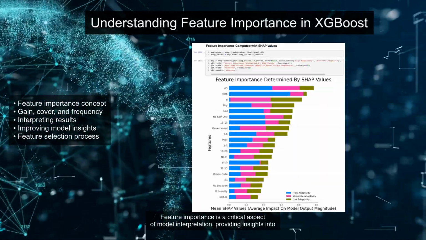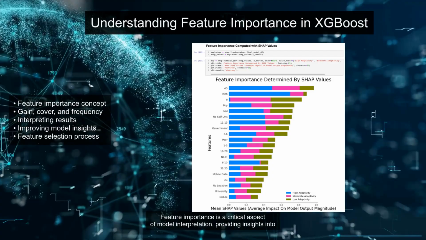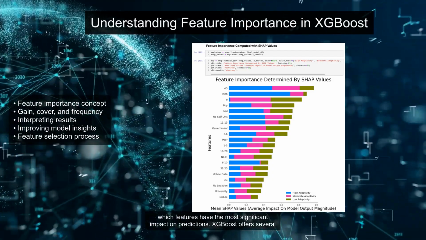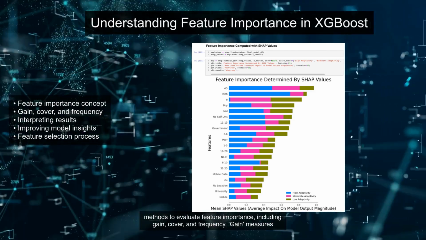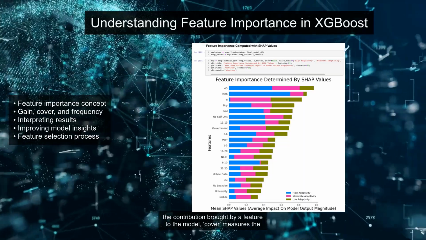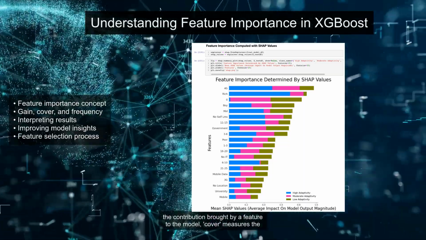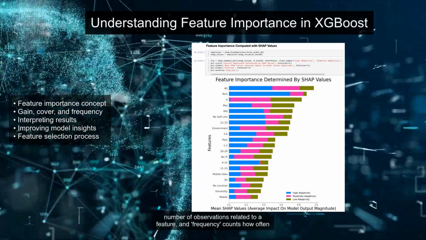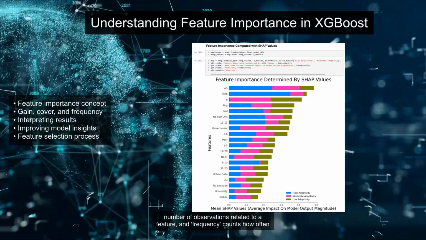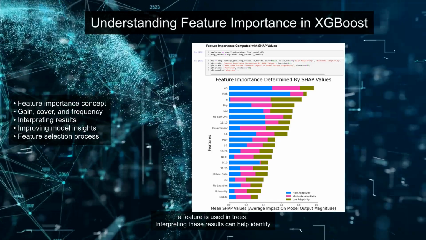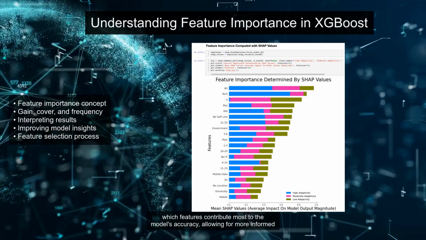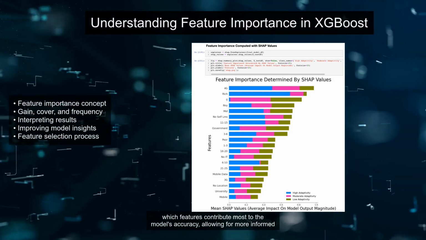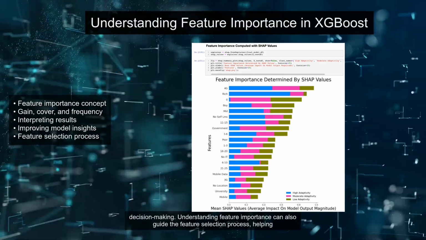Feature importance is a critical aspect of model interpretation, providing insights into which features have the most significant impact on predictions. XGBoost offers several methods to evaluate feature importance, including gain, cover, and frequency. Gain measures the contribution brought by a feature to the model, cover measures the number of observations related to a feature, and frequency counts how often a feature is used in trees. Interpreting these results can help identify which features contribute most to the model's accuracy, allowing for more informed decision-making.